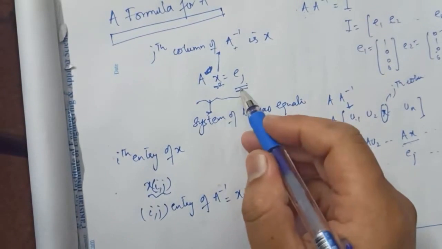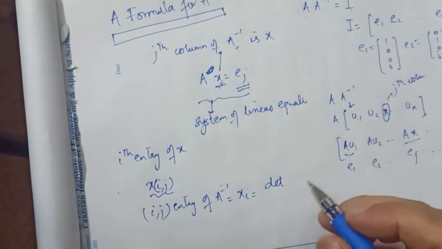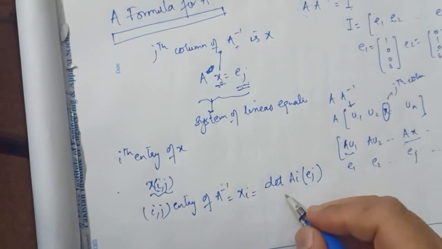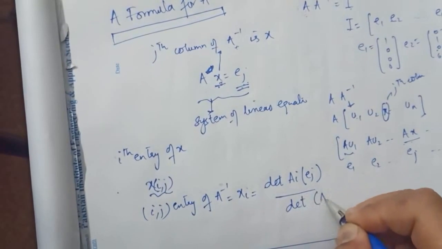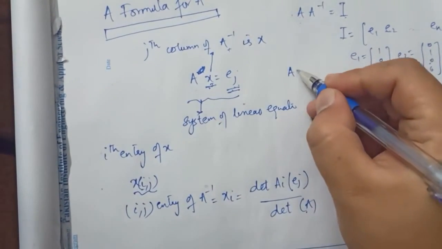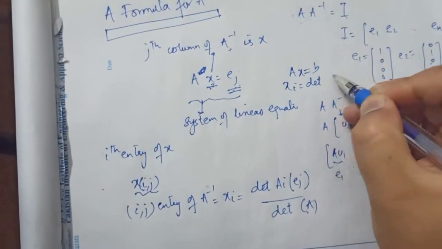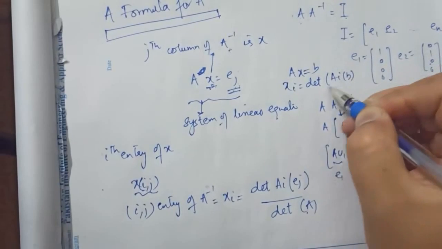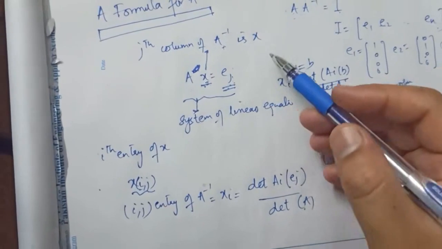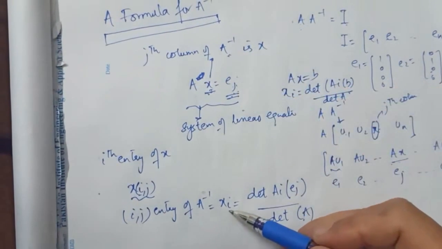equals to, now because it's a small linear equation, remember that what you have to do is replace the ith column of A with Ej, right, and divide by the determinant of A. Just look at the resemblance to Cramer's rule, that Ax equals b, right? So x_i is equals to determinant of A_i(b) divided by determinant of A. Now, in this case, what I have to do here is find the ith entry of that column.